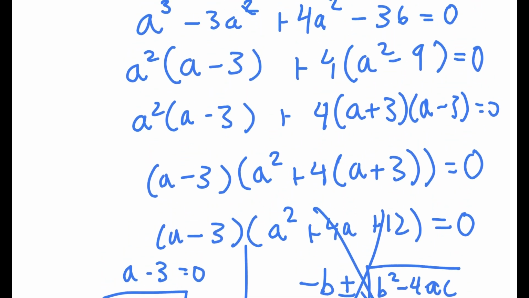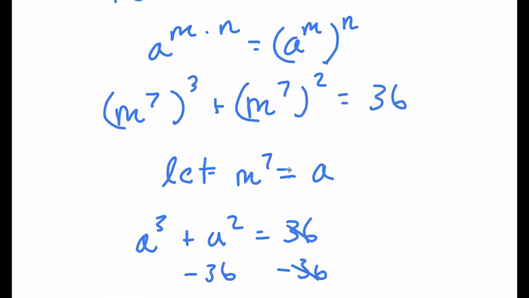So now remember how we let m to the power of 7 equal a. So now we have m to the power of 7 is equal to 3, meaning m is equal to the 7th root of 3.